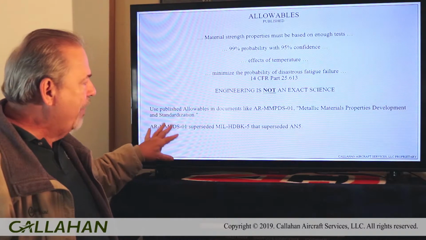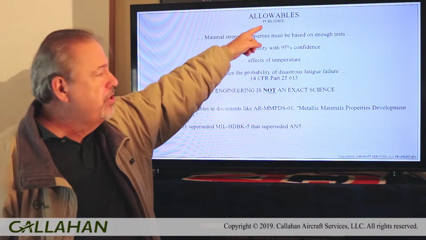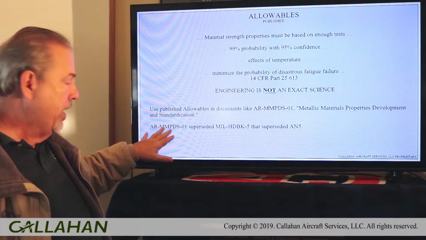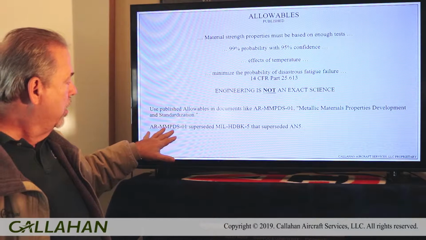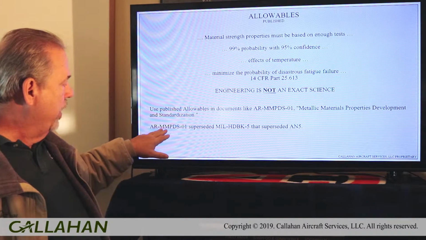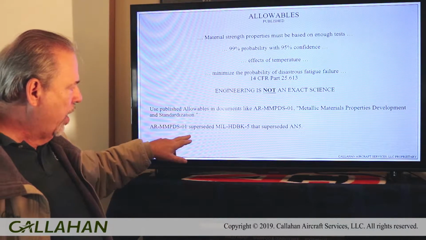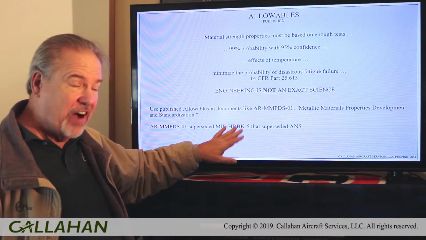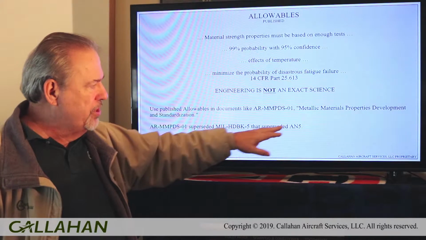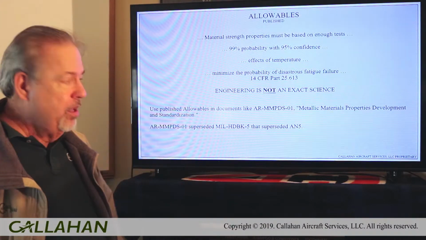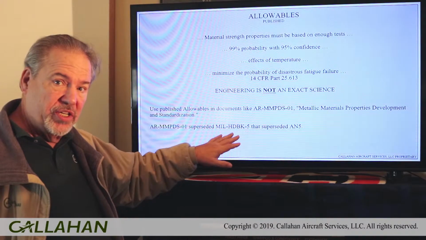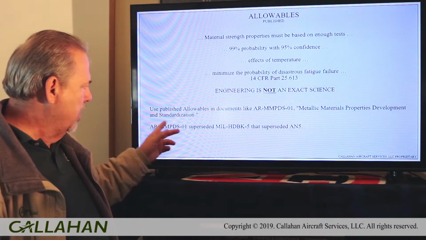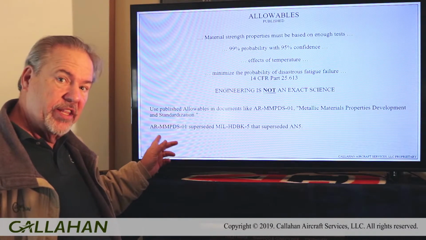But what we have to do is use published allowables, and we find our published allowables today in MMPDS-01, which supersedes Mil Handbook 5, which superseded ANC-5. So a lot of terminology we use today is Mil Handbook 5. It seems to talk easier. It's easier to say than this one.